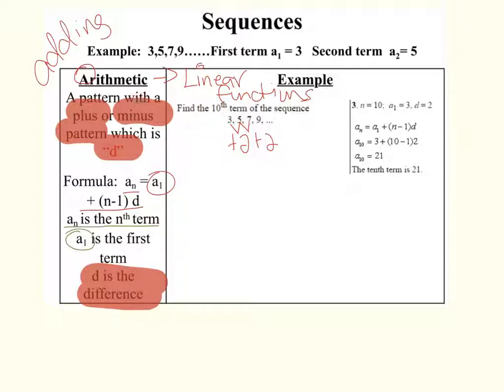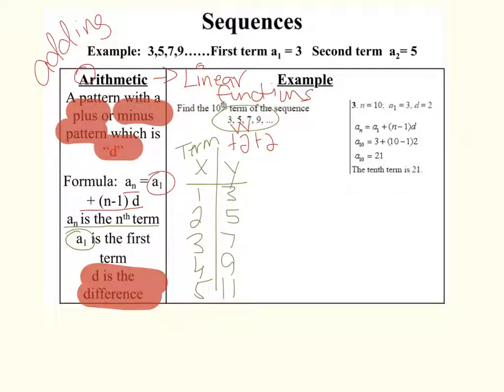So when I go over here to the example, find the 10th term of the sequence, one way to organize this is by setting up a table, x and y. Your x is your term, and that's your n. It can be used interchangeably, so that's your term, a sub n. So my first term, my second term, my third term, my fourth term, my fifth term. And right here it's given to you. My first term would be 3. That would be a sub 1. A sub 2 would be 5. A sub 3 would be 7. A sub 4 would be 9. And because it's a plus 2 pattern, I can go ahead and continue.